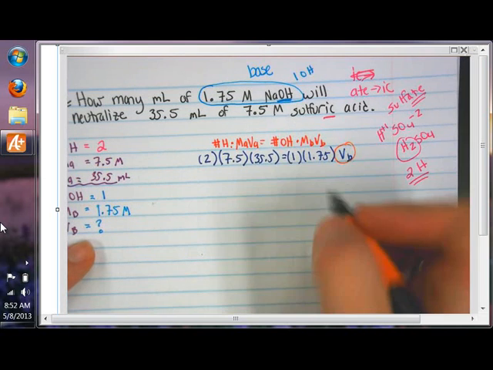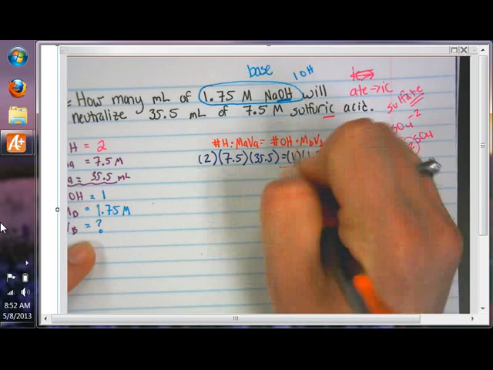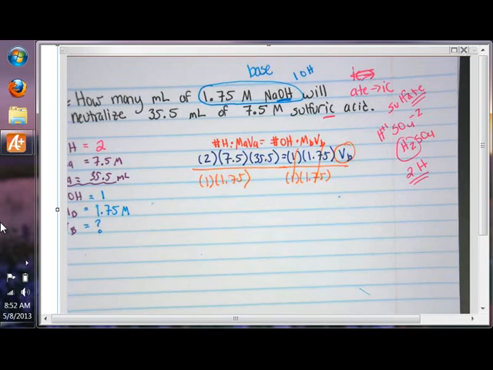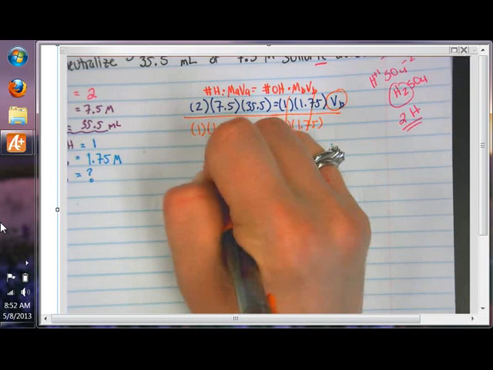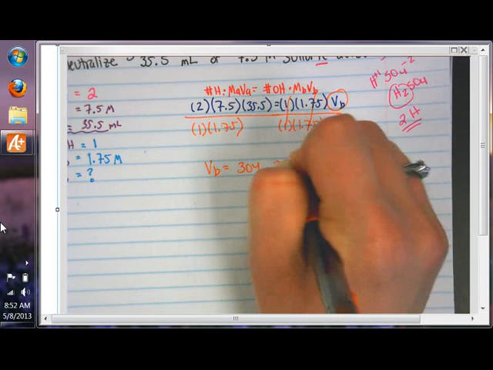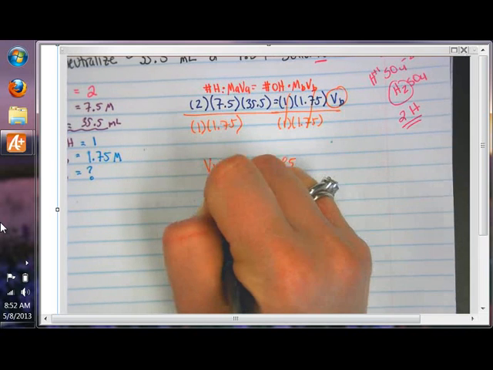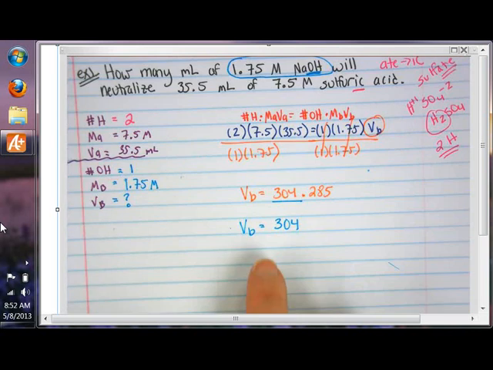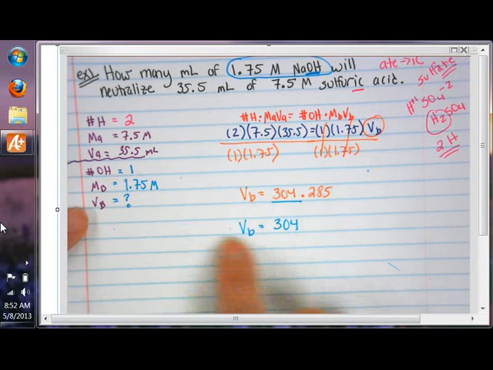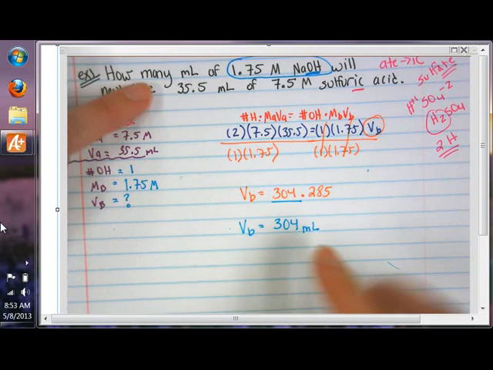So I divide each side by 1 and 1.75. I type that into my calculator and I get VB equals, it spits out 304.285. We're giving everything in the chapter 3 sig figs just to make it easy. So VB equals 304. Now the volume of my acid was in milliliters, and so therefore the volume of my base is in milliliters, and that is what they asked for. And that is it. Okay?